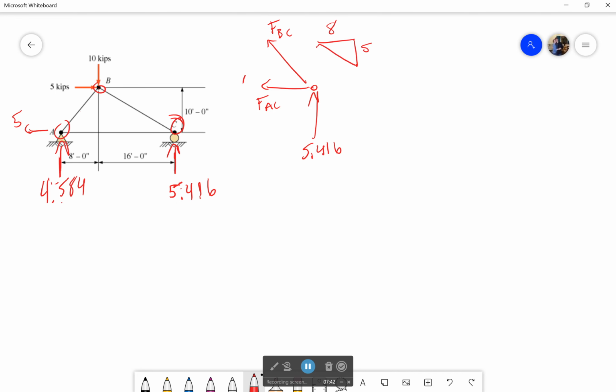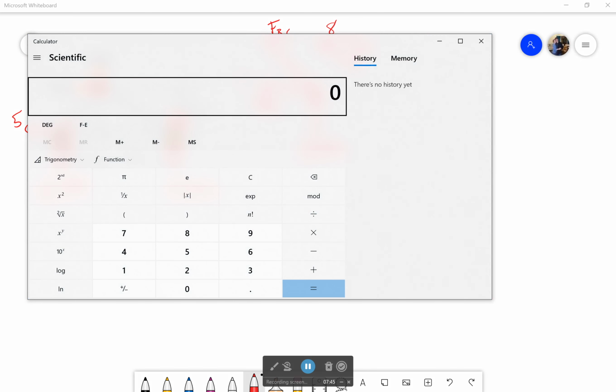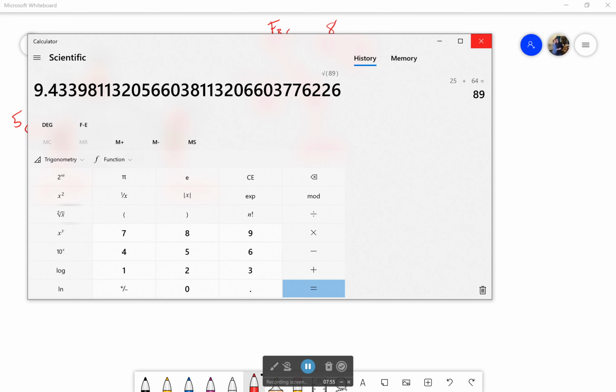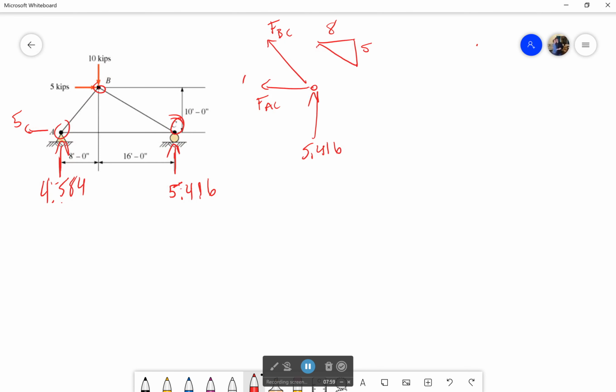And so what is the hypotenuse then? 25 plus 64. Take the square root of that, and it comes up to 9.433. Okay. 9.43. Next thing I might want to do is break my force BC into components. So I'm going to pull it aside, and I'm going to solve for each of those components.